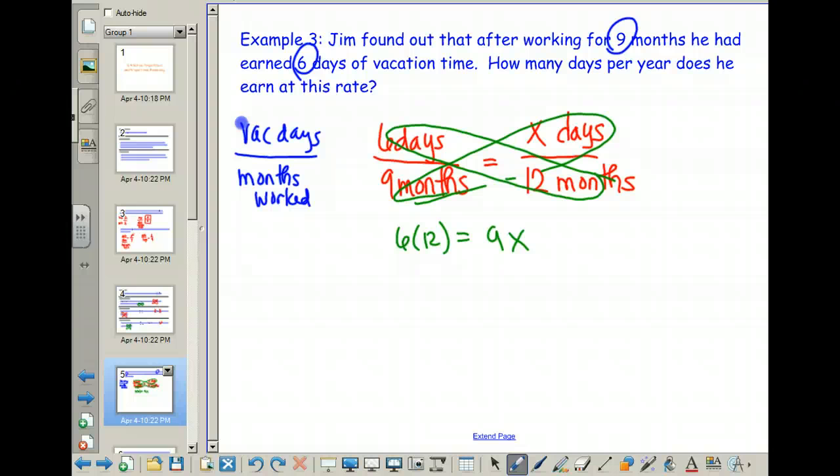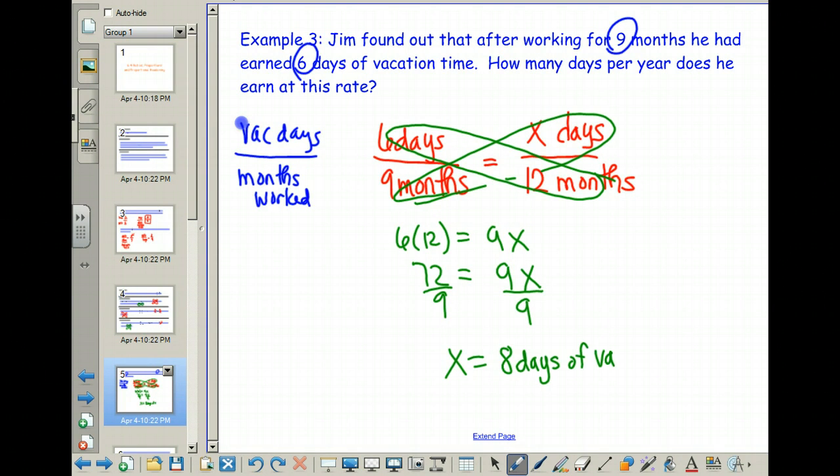Make sense? Okay. 6 times 12 is what? It is 72 equals 9x, then what? Divide by 9. So I'm going to make this say x equals, what is 72 divided by 9? 8. 8 what? Days of vacation, right? So he gets 8 days of vacation a year.